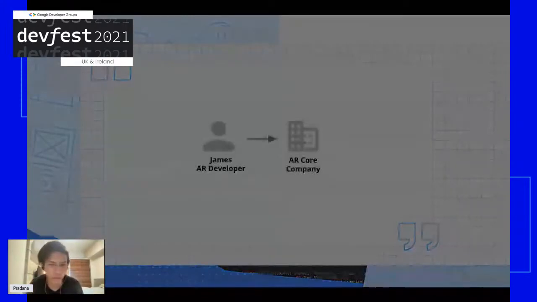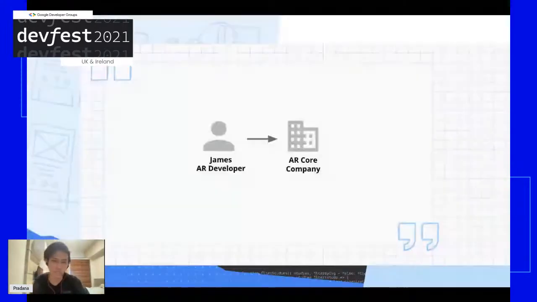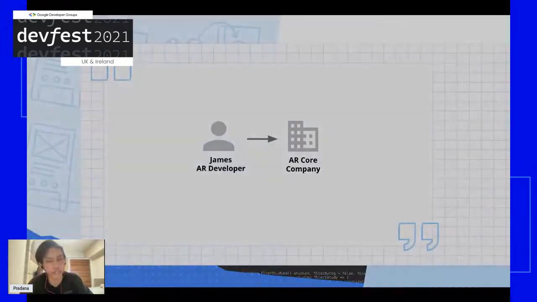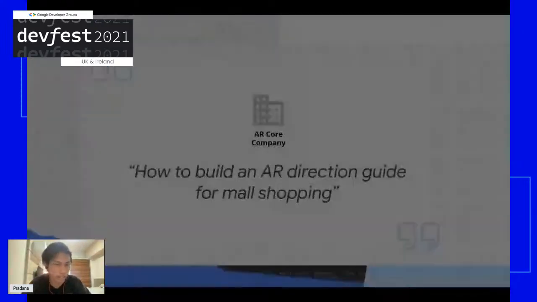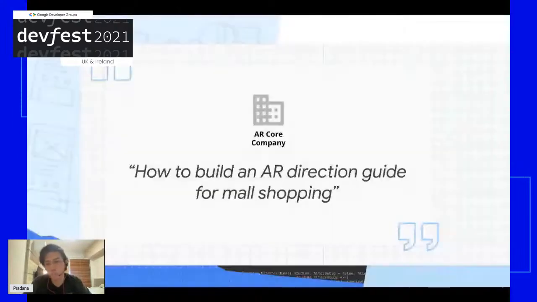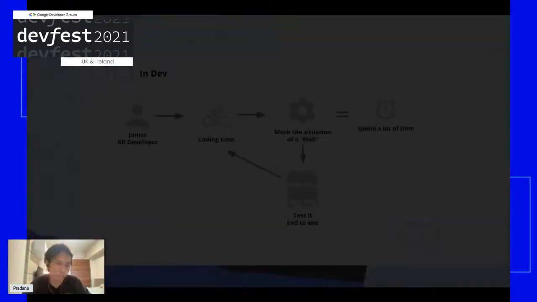So first in here we can see there's James, an AR/VR developer who works for an ARCore company, let's say. James has some tasks: he has to build AR applications for shopping malls, schools, and museums. And then the task is that the ARCore company will ask him to build an AR direction guide for a shopping mall. Oh, okay, I got it. And then developer James starts the coding time, guys.